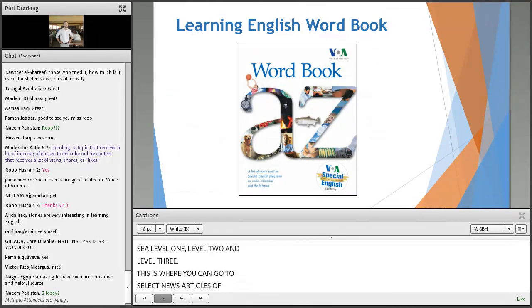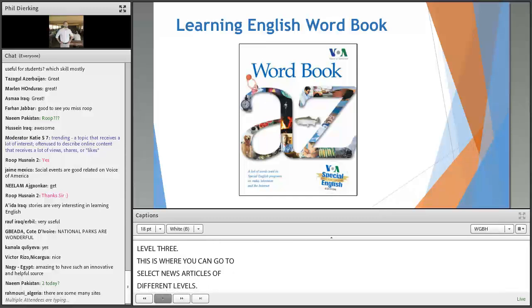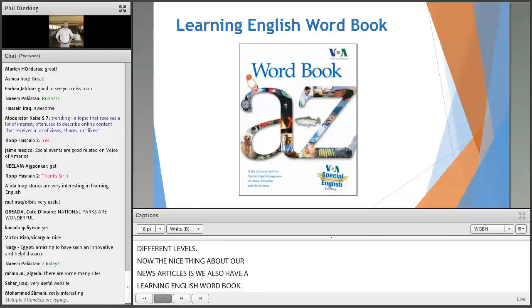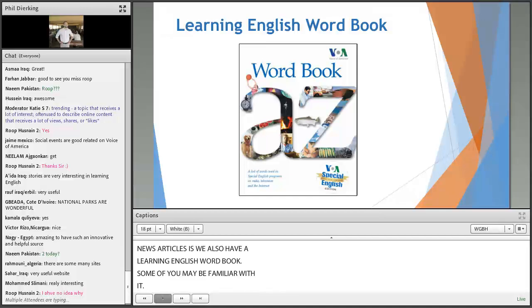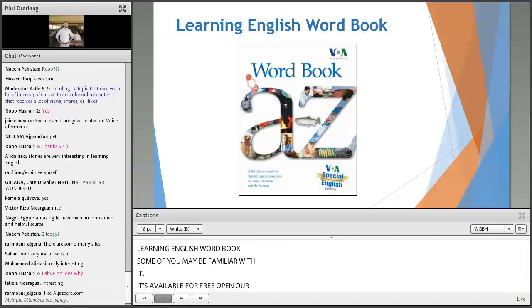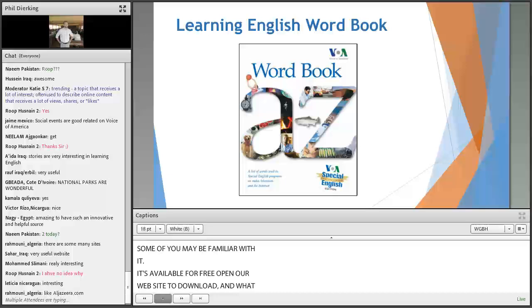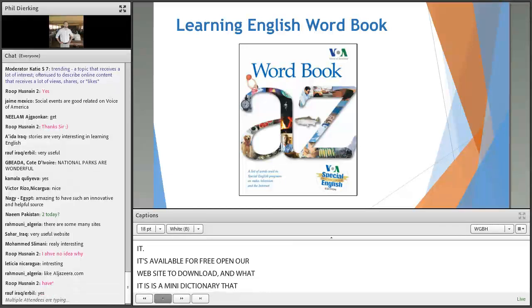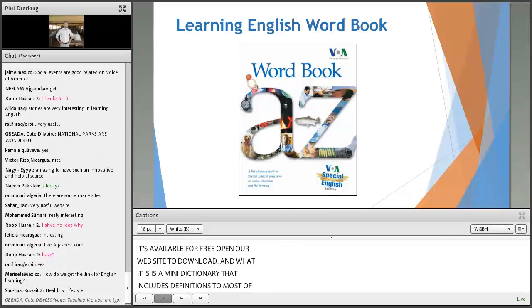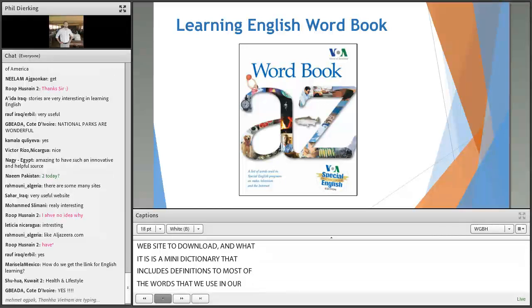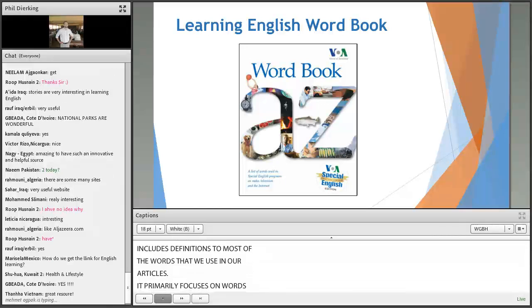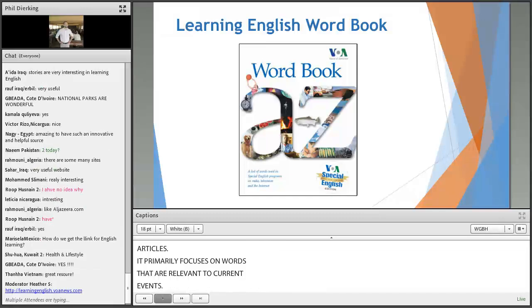Now, the nice thing about our news articles is we also have a Learning English word book. Some of you may be familiar with it. It's available for free on our website to download. It is a mini dictionary that includes definitions for most of the words that we use in our articles, and it primarily focuses on words that are relevant to current events. So this is a great resource to use when looking through and reading our articles.